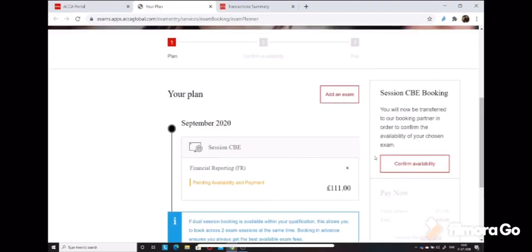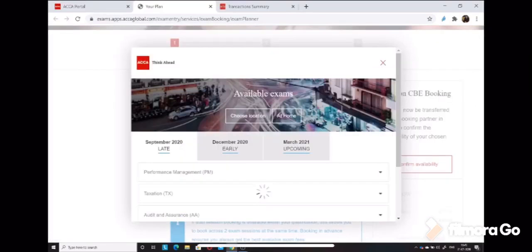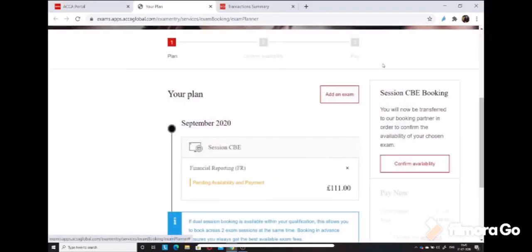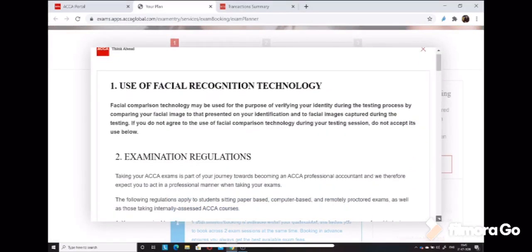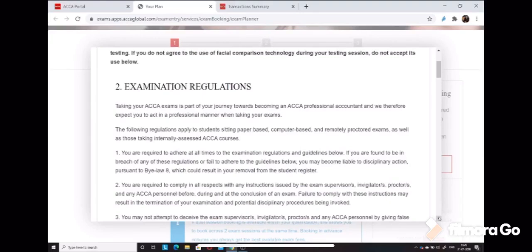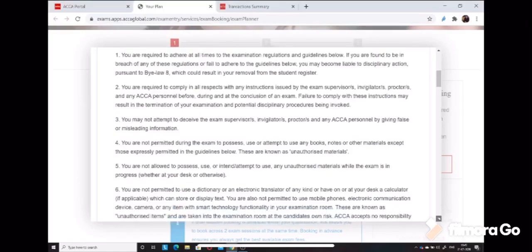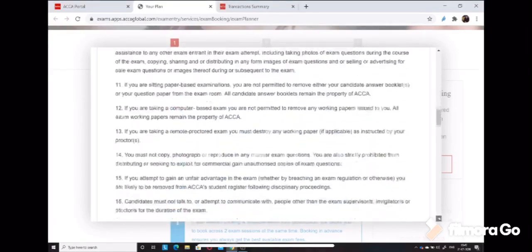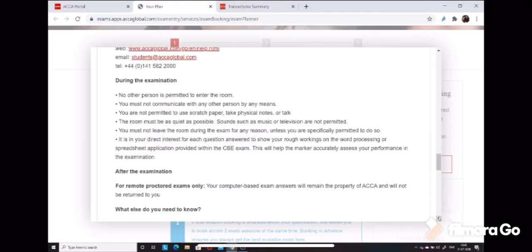What I did was I added an exam and I went to At Home. So this is the option where I'm supposed to go. I have to go to At Home and then select the exam. That way I got this FR exam here. And then I'll go to confirm availability. I will read all the instructions, where it is written that there should be no one in your room, there should be no disturbance, there should be a photographic identity proof, and how ACCA takes your agreement, it takes your yes on the fact that you allow them to take pictures during the exam.